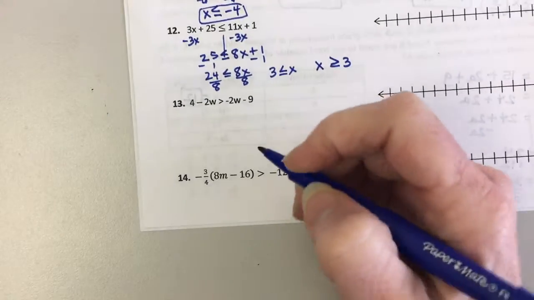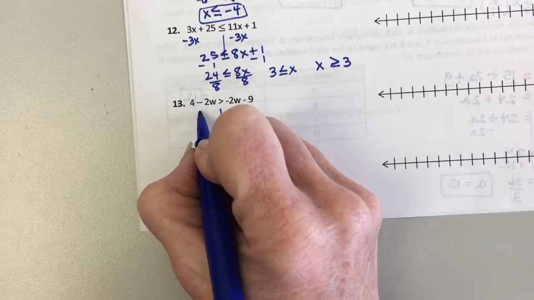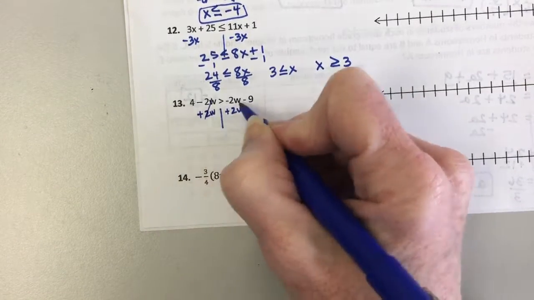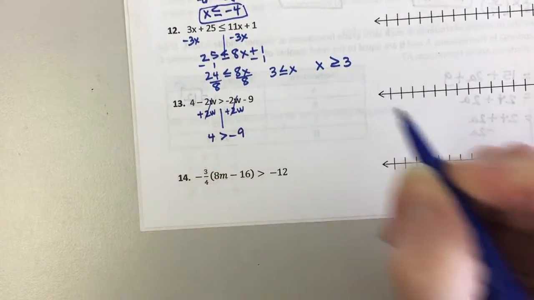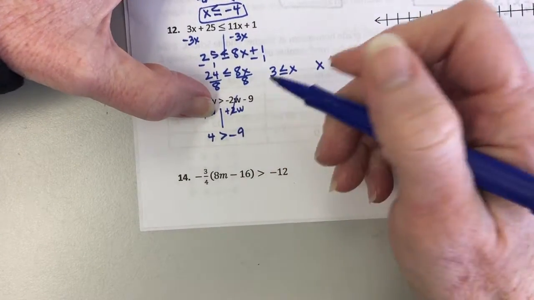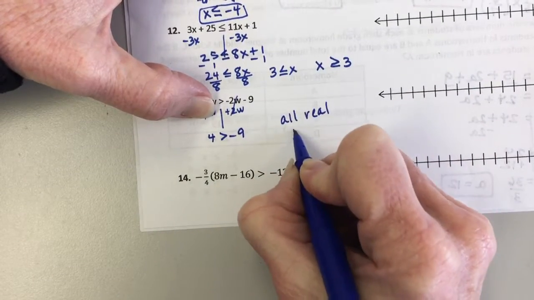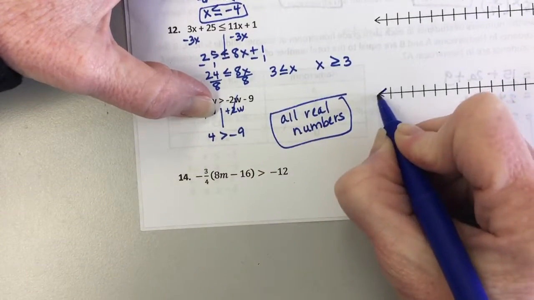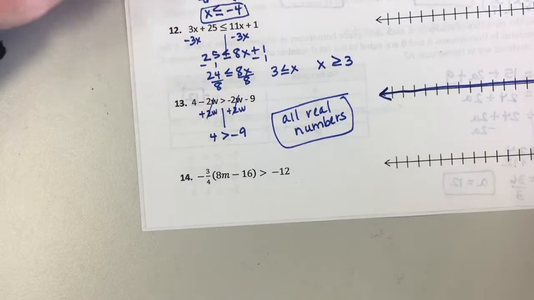On 13, I'm going to start by moving one of the two w's. So if I add 2w here, and I add 2w here, what happens is that these cancel, but these cancel as well. So all I'm left with is 4 greater than -9. All right, so when that happens, if you get a true statement, 4 greater than -9, then your answer is all real numbers. So any number you put in for x is going to work. And on a number line, that would be the whole number line. Anything you find on a number line would work.